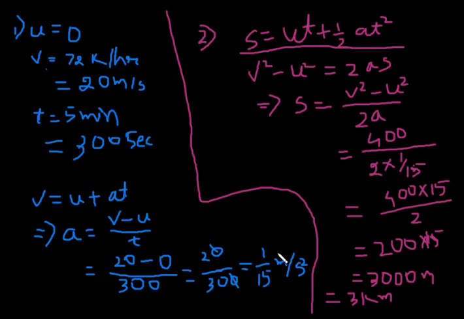So your acceleration is 1 by 15 meter per second square, and the distance traveled by the train is 3 kilometer. Okay.